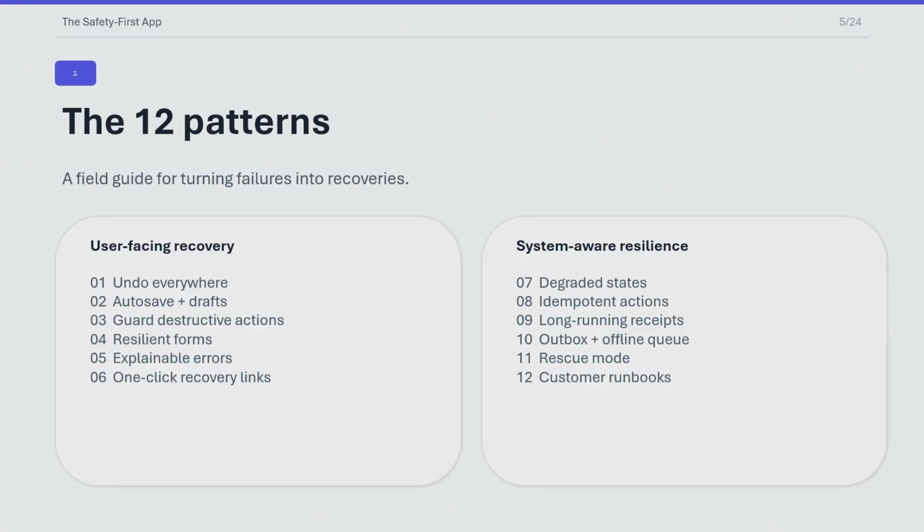Number two, autosave and drafts. Number three, guard destructive actions. Number four, resilient forms. Number five, explainable errors. Number six, one-click recovery links.